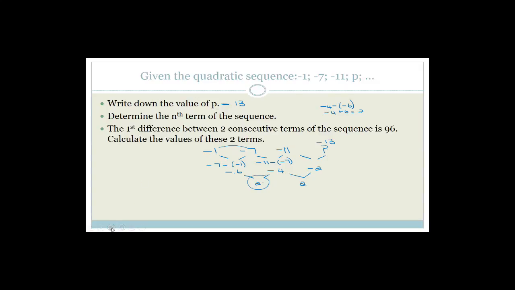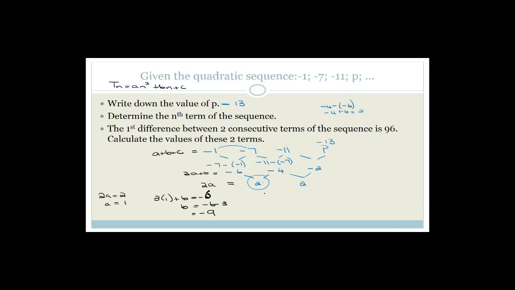Now it says determine the nth term. Okay, so that means I already have 2a, that this is 3a plus b, and this is a plus b plus c. So I can work out Tn, which is an squared plus bn plus c. So 2a is equal to 2, which means a is equal to 1. 3 times 1 plus b is equal to minus 2, minus 6. Therefore, we've got b is minus 6 minus 3, which is going to be minus 9.